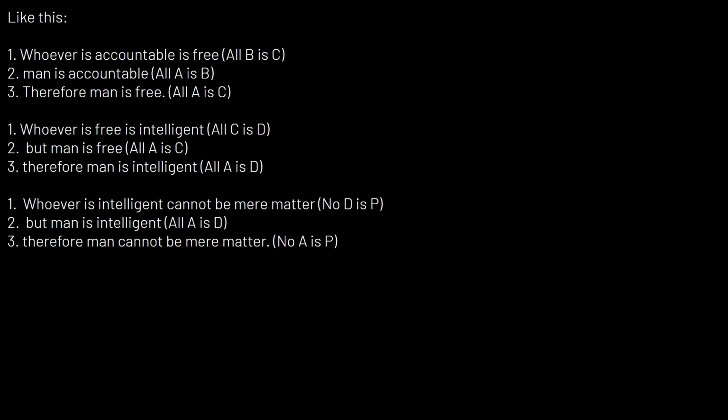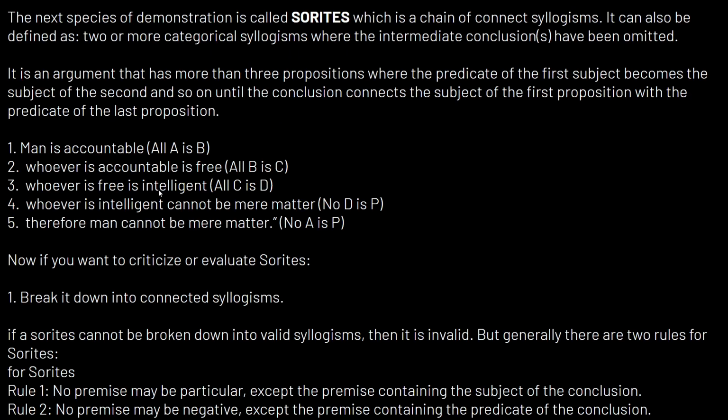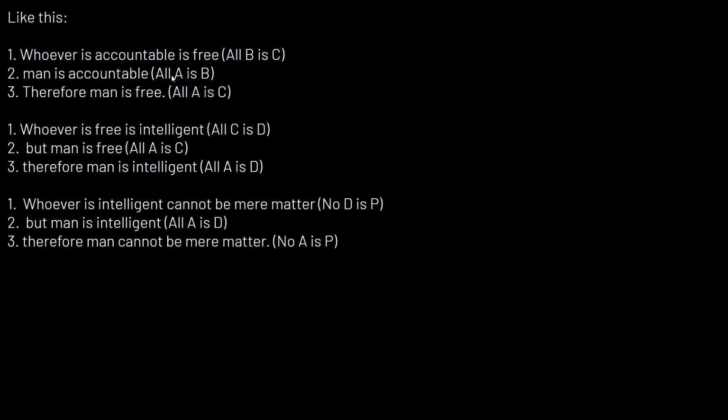So if you go back, I kind of skipped it, but if you go back to this syllogism right here: man is accountable, that is all A is B. Whoever is accountable is free, all B is C. Whoever is free is intelligent, that is all C is D. Whoever is intelligent cannot be mere matter, no D is P. Therefore, man cannot be mere matter. And that is the syllogism I broke down here.